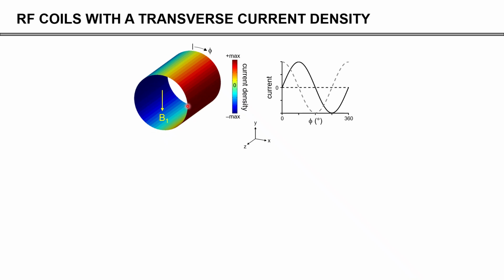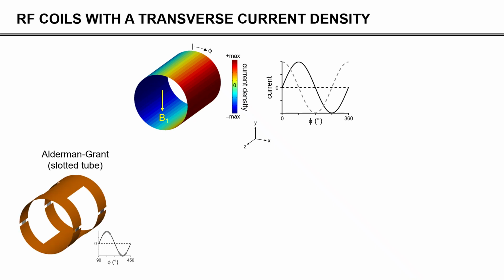Now, of course, this is an idealized scenario. This is a continuous current distribution, and it is an infinitely long cylinder. However, there are many coils that try to approximate the sinusoidal or cosinusoidal current distribution. One of them is the Alderman-Grant or slotted tube resonator. You can see this one basically approximates the top of the sinusoid and the bottom of the sinusoid. And so it works fairly well as a first approximation. What I of course forgot to mention is that with this design, now the B0 can be along the length of the tube.